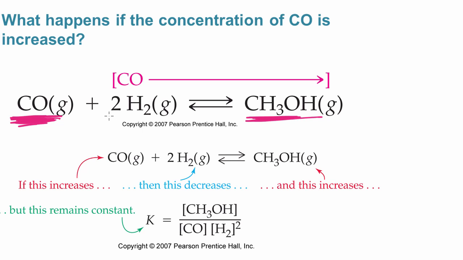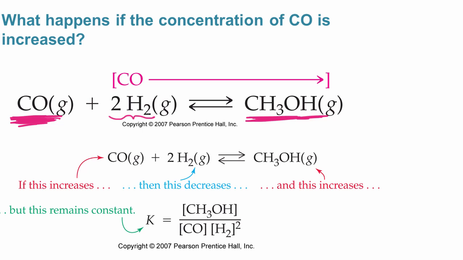If I increase the amount of hydrogen, then the system will shift to remove that. It'll shift to the right to make more methanol. Now, what if I remove some methanol once the system is at equilibrium? Then the system is going to shift to the right to replace that methanol.